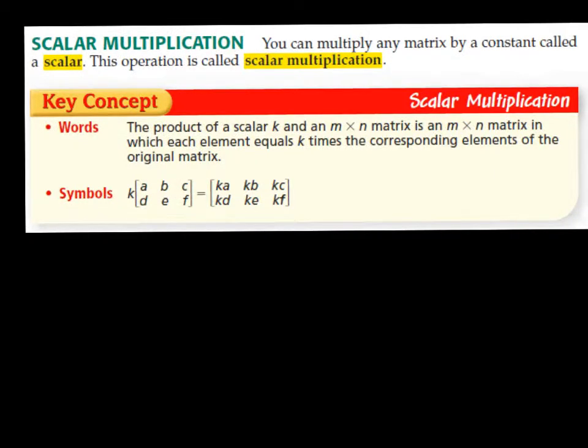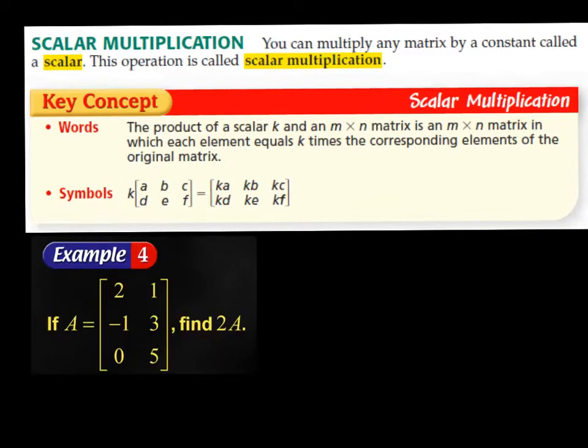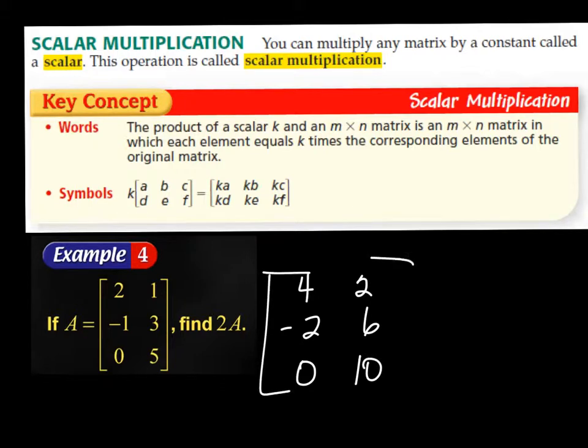You can multiply any matrix by a constant called a scalar. This operation is called scalar multiplication. The product of a scalar k and an m by n matrix is an m by n matrix in which each element equals k times the corresponding elements of the original matrix. So to find 2 times matrix A, we're going to take each element in A and multiply it by 2. 2 times 2 is 4. 2 times 1 is 2. 2 times -1. 2 times 3. 2 times 0. And 2 times 5. And we're done.